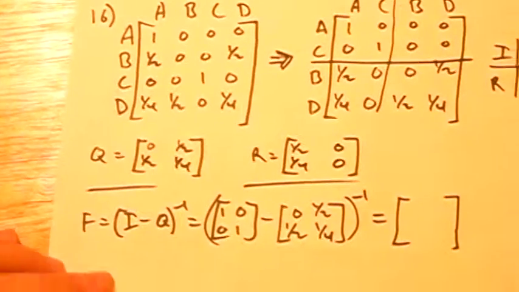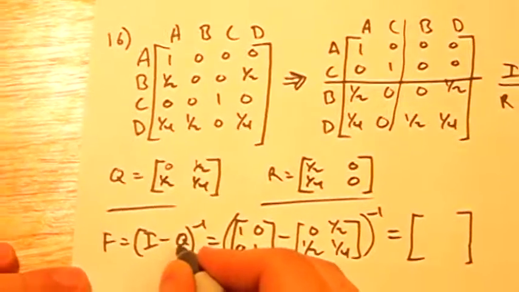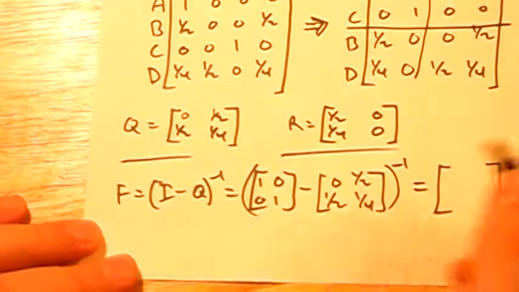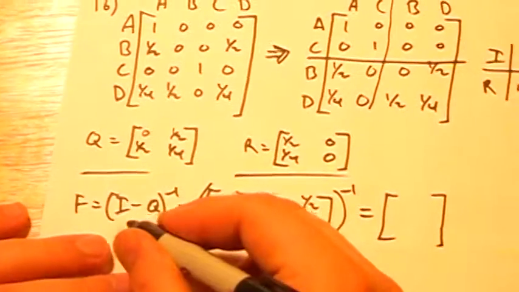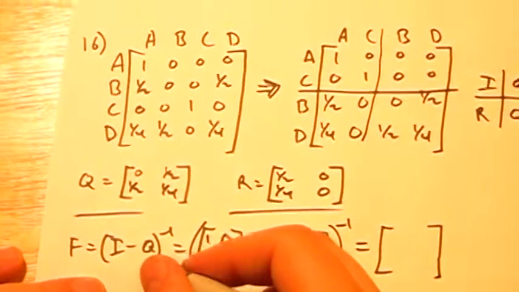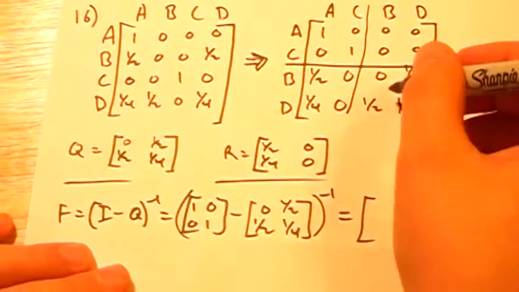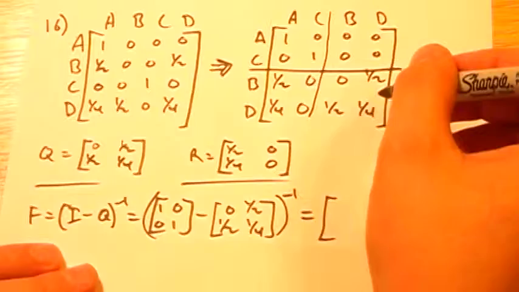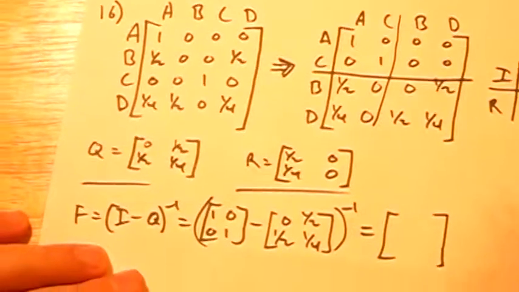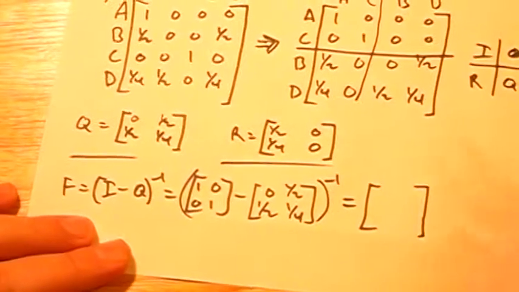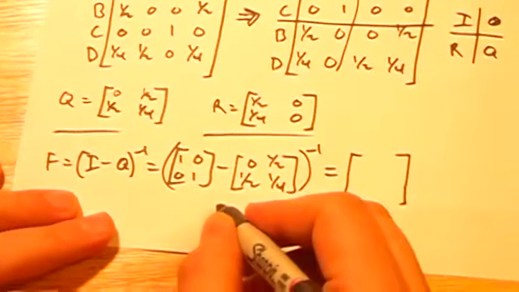Now to find our F, we have to follow a formula, right? F is equal to an identity matrix minus the Q, and then inverse that matrix. So our identity matrix has to be the same size as our Q, okay? The identity matrix we get in the standard form isn't always going to be the same size as our Q, but that doesn't matter because we're not necessarily using that identity matrix, just an identity matrix that we can subtract from Q. So they have to be the same exact size. Our Q is a 2 by 2, our identity matrix is a 2 by 2.